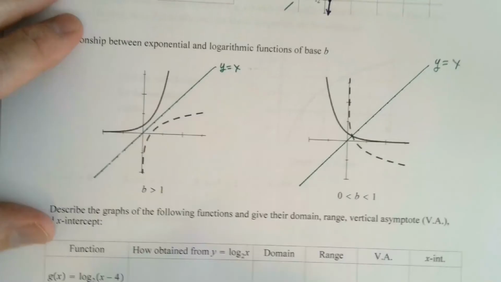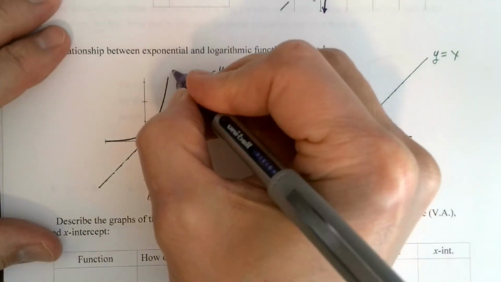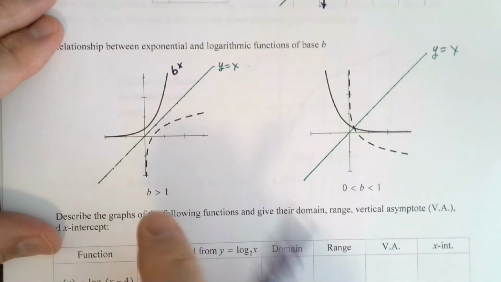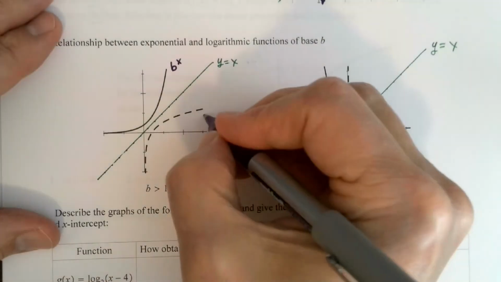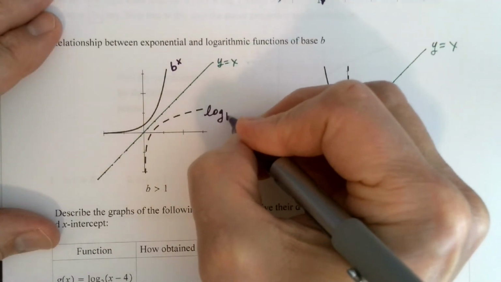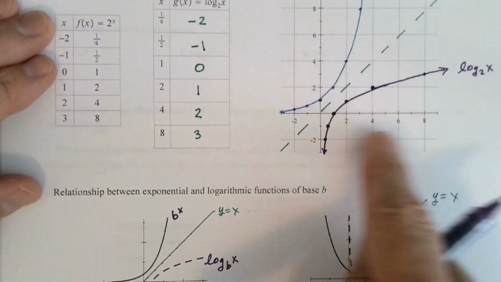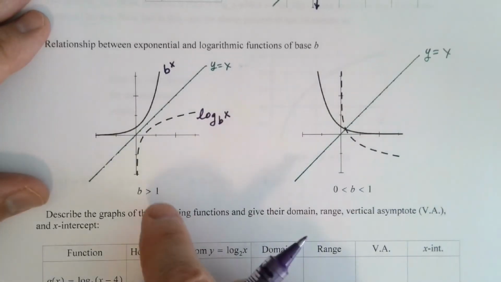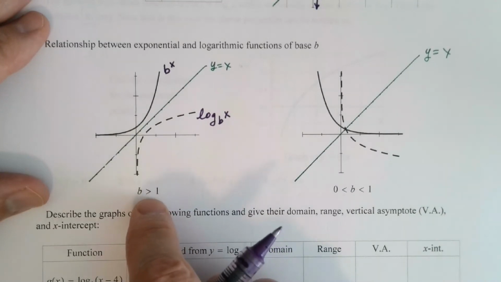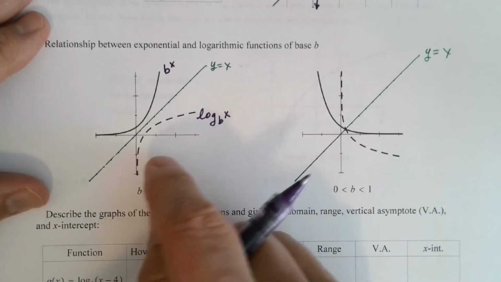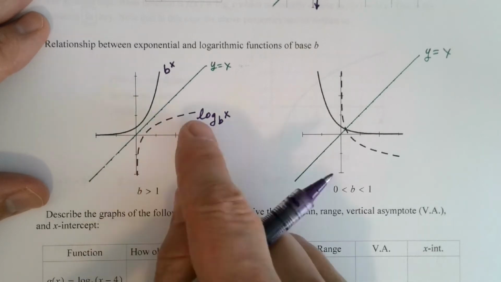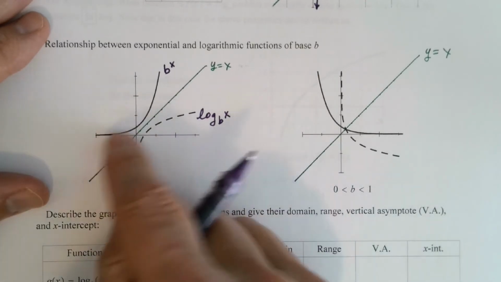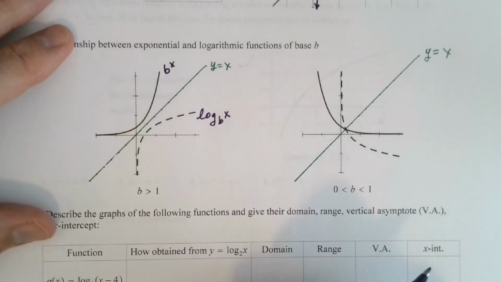All right. So here is the graph of b to the x if b is greater than 1, and this is the graph of log base b of x. Just like the one we just did where b was 2, we have the same situation. If b is any number greater than 1, there's the graph of b to the x, and here's the graph of log base b of x. Notice they're both increasing over their domains.